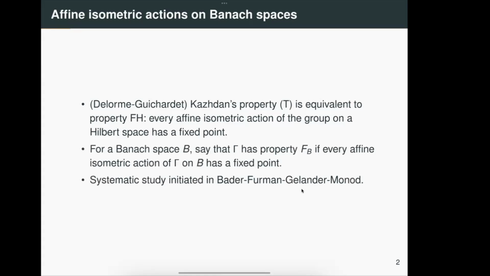This has been studied. The systematic study of these fixed point properties of groups acting by affine isometries on Banach spaces was initiated in a paper by Bader, Furman, Gelander and Monod. Here they define the property F_B, the fixed point property for a Banach space B. Let me show you a few theorems in that paper.